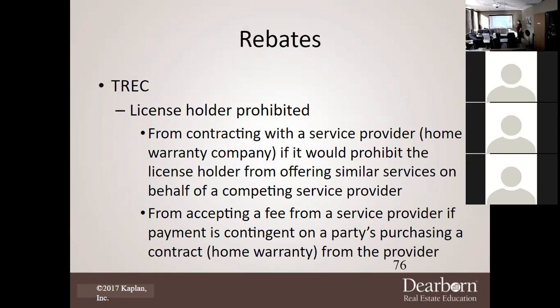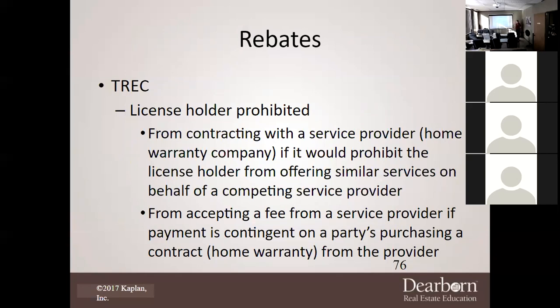Now, in regards to TREC, in regards to rebates, the license holder is prohibited from contracting with a service provider such as a home warranty company if it would prevent or prohibit the license holder from offering similar services on behalf of a competing service provider. Okay, let's go ahead and read the next one. It also prohibits the license holder from the acceptance of a fee from a service provider if the payment is contingent on a party's purchasing a contract home warranty from the provider.